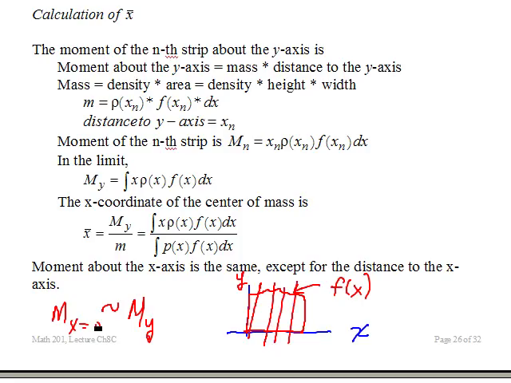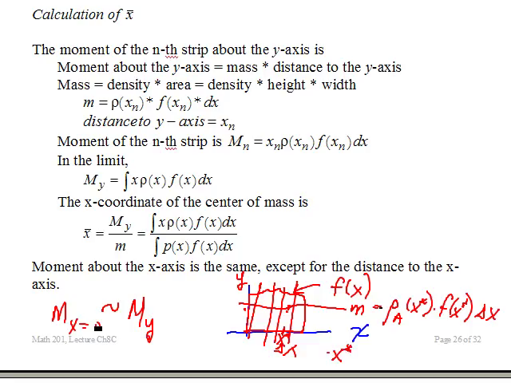In each strip, I calculate the mass in this strip. So the mass is the density in the strip times the height of the strip times the width of the strip, which is delta x in my crude approximation. That's my mass. And now to get the moment, I need the distance from here to the y-axis. Well, if this is my x star, the distance to the y-axis is just x star.